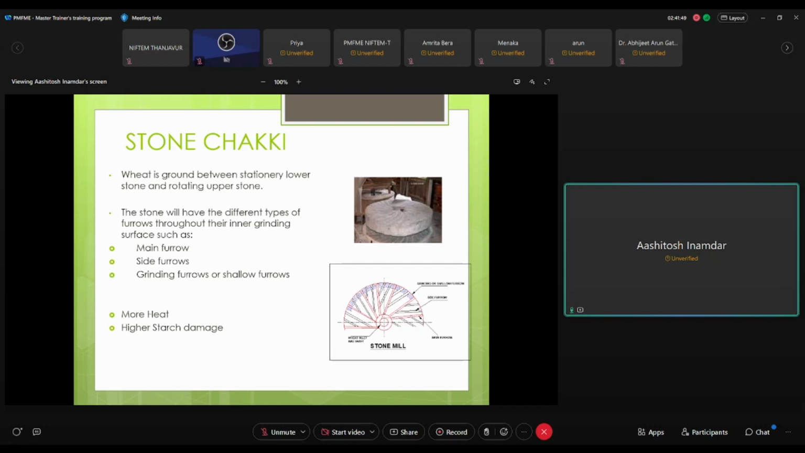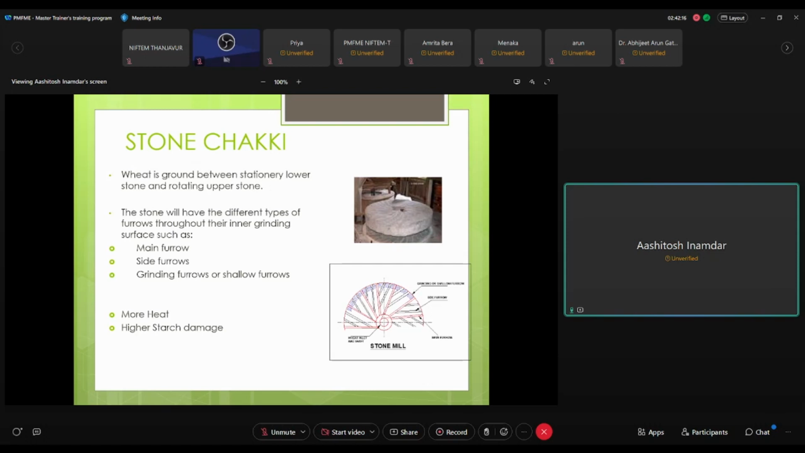One thing should be noted here is the time the material spends, because it falls in the center and travels a distance equal to the radius, and the time spent by the grain is much higher here. Because of this, huge heat is generated. Whenever you go to a wheat chakki, atta mill, you can see the atta coming out very warm. The temperature is somewhere around 73 to even 80 degrees Celsius.